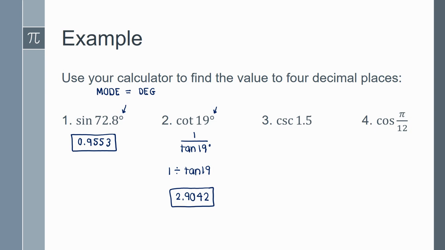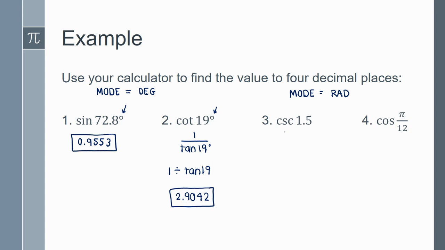Notice that the next 2 problems do not have degree symbols. That means that these are in radians. So that means we have to hit the mode button again. When we hit the mode button, on the very top line, we need to arrow over and hit enter. So then RAD, which stands for radians, we need it to be in radian mode. Once it's in radian mode, now we can go ahead and calculate.